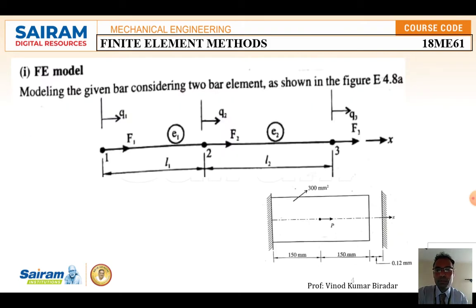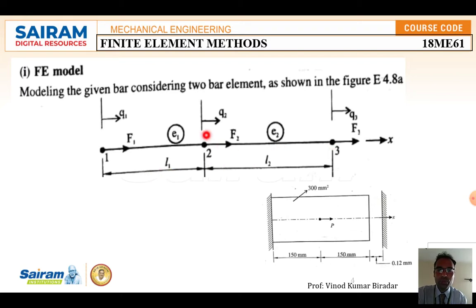What is step number 1? You have to convert the given problem and draw the FEM model. Step 1 is the FEM model: modeling the given bar considering the two bar elements. Consider this to this as one element, that is node number 1 to 2, and 2 to 3, with lengths L1 and L2. At node number 1, force F1 is acting, F2 force is acting, and F3 force is acting. Q1 is the displacement at node number 1, Q2 is the displacement at node number 2, and Q3 is the displacement at node number 3.